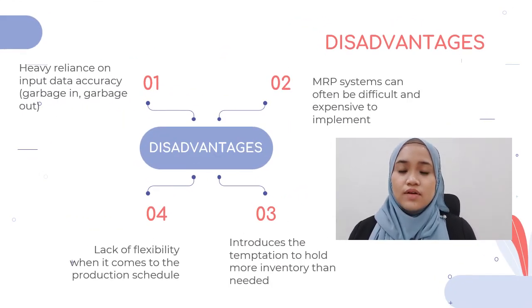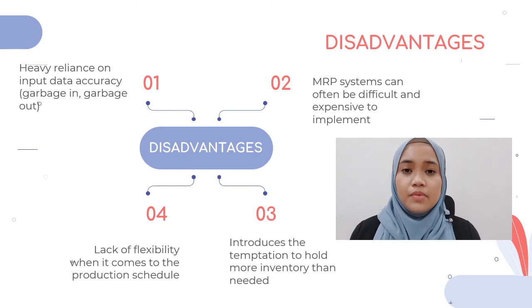Next, the disadvantages of MRP. The first one is heavy reliance on input data accuracy. Material planning is entirely dependent on the input it receives from the other system and department. If the input is incorrect, then the output information will also be incorrect.